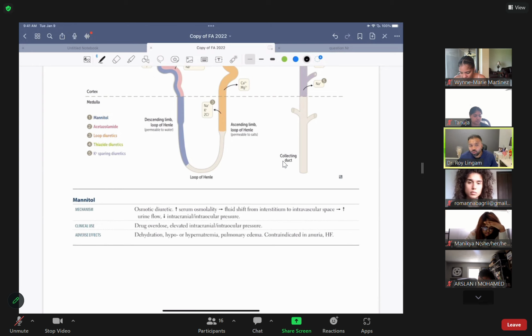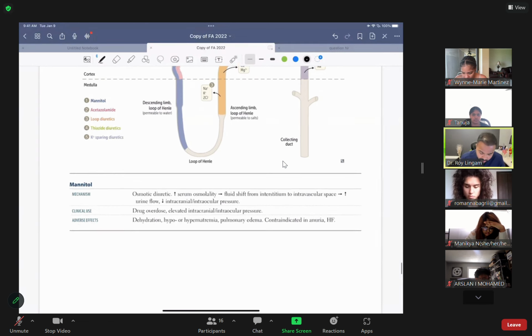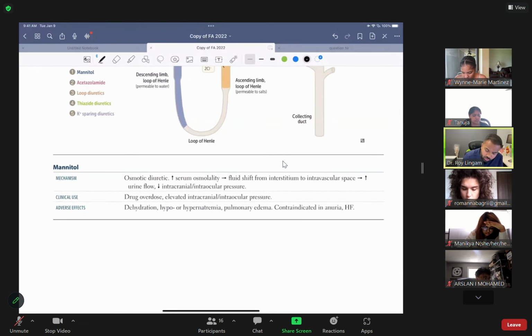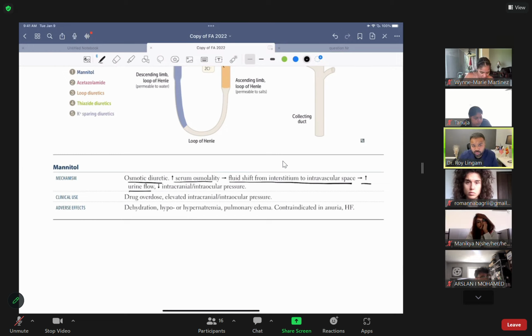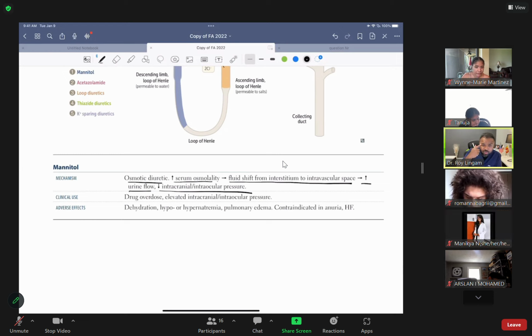We're going to talk about mannitol first. Mannitol is an osmotic diuretic, right? What it does is increase serum osmolality, which shifts fluid from the interstitium to the intravascular space and increases urine flow. So basically this medication helps to excrete fluid, okay? By excreting fluid, you could reduce the intracranial pressure and intraocular pressure. Intraocular means inside the eye.